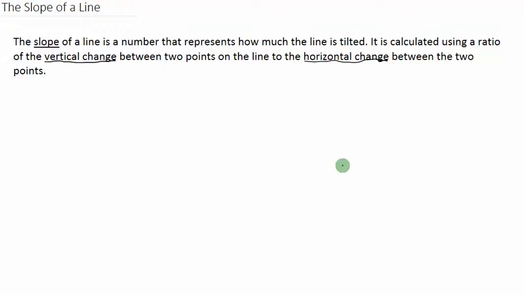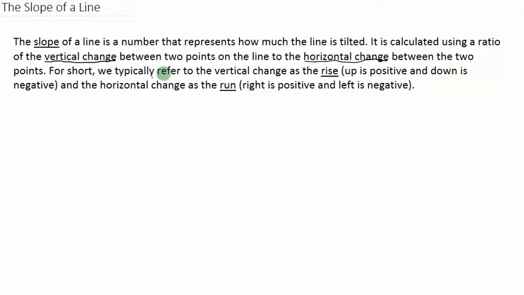The same 2 points, of course. And we give the vertical change and the horizontal change names. Commonly, the vertical change is called the rise, and the horizontal change we can refer to as the run. Now, rise and run can be positive or negative. So the rise is positive if you're moving up and negative if you're moving down. Run is positive if you're moving right, negative if you're moving left.